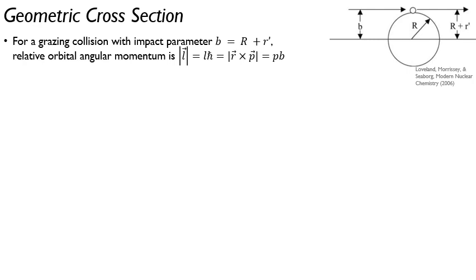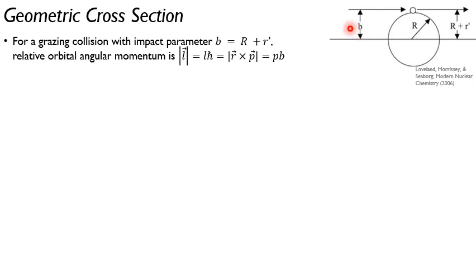So let's consider a sort of grazing collision here. So we have a target nucleus. In this picture, it's kind of big. It has radius capital R. We have a projectile nucleus. It's smaller in this picture, has radius R prime. And then the distance between the center of these two nuclei is the impact parameter b.